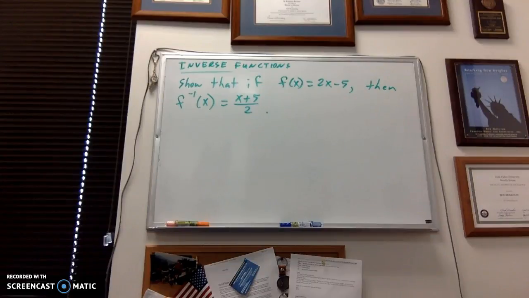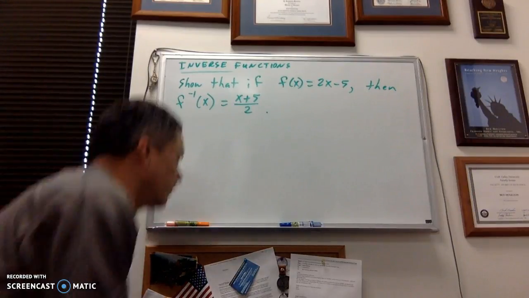You might be wondering, well, what do the two have to do together? Compositions and inverse functions. Well, funny you should ask. I'm sure you really asked, huh? All right, so let's show that if f of x equals 2x minus 5, then the f inverse of x equals x plus 5 over 2. Let's form a composition here.